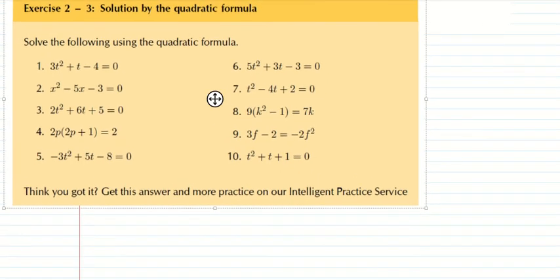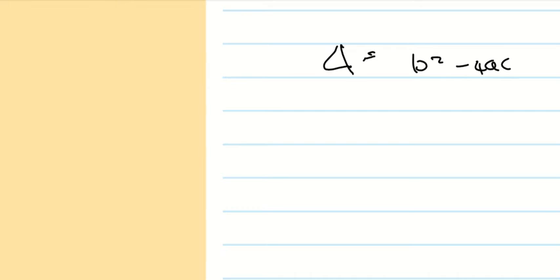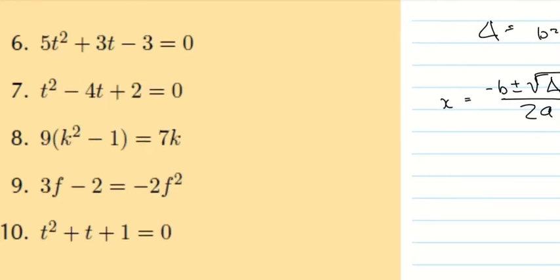So what I would do before I even start, when they ask me to solve by the quadratic formula, alright, exercise 2.3: I would write somewhere in the right hand column a note of the discriminant, and I would say I know this, that's b squared minus 4ac. Then I would also write down my quadratic formula, which says x equals negative b plus minus the square root of my discriminant over 2a. So then I have this as a reference, and now we can start.